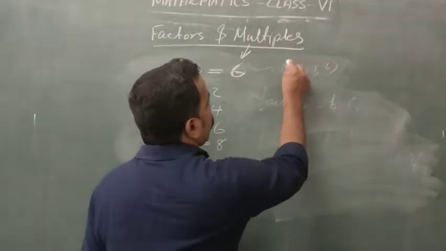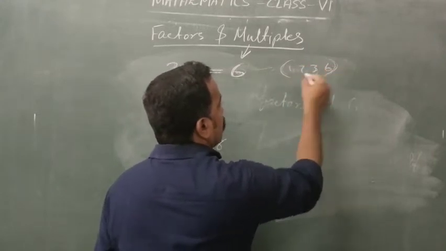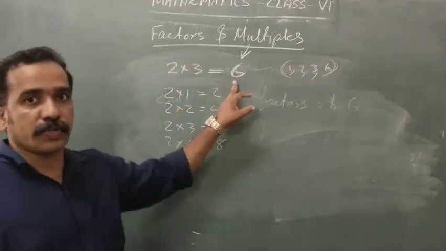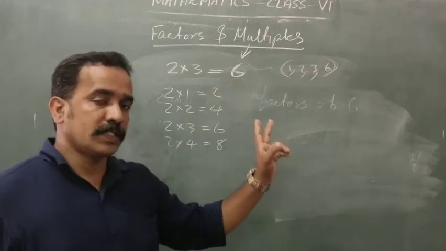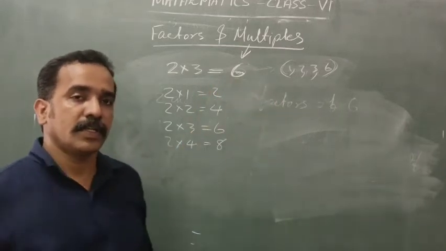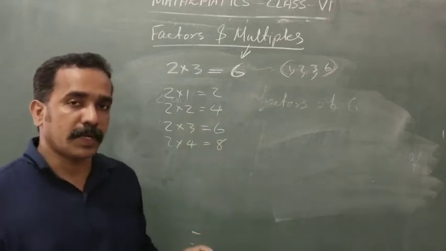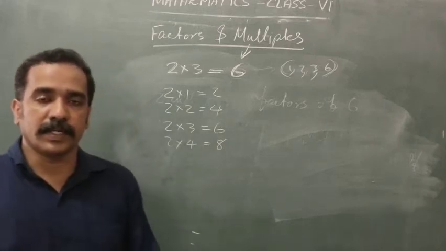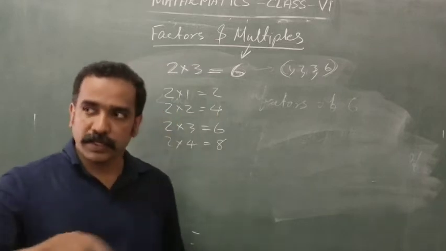But we can say how many factors. Here 6 has 4 factors. 1, 2, 3 and 6 are the factors of 6. But what are the multiples of 6? 6 into 1, 6. So 6 is a multiple. Then next 6 into 2, 12. Next multiple 12. Then 18. Then 24. Then 30, 36, 42, 48, 54. Like that it goes on.